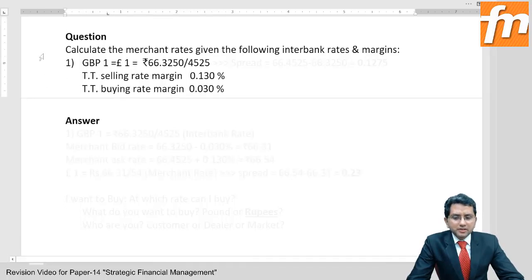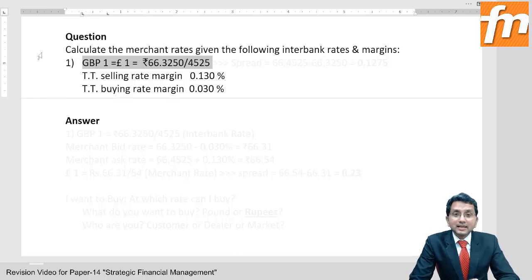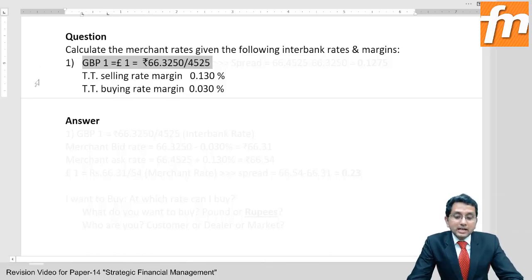Calculation of merchant rate, which is a very easy task. Calculate merchant rate given the following interbank rates and their margins. £1 equal to Indian rupees 66.3250 oblique 4525. So 3250 is the bid rate, 4525 is the ask rate. Most probably, these are interbank rates. Not most probably. In fact, the question itself is saying these are interbank rates and you are required to calculate the merchant rate. Now TT selling rate.